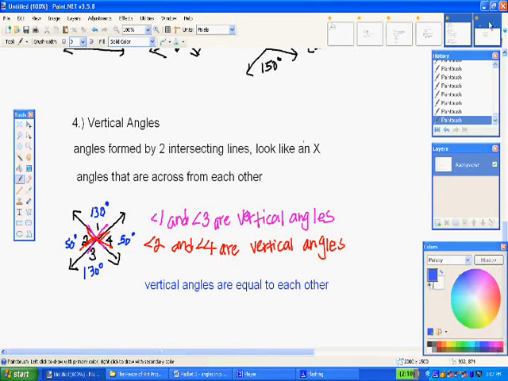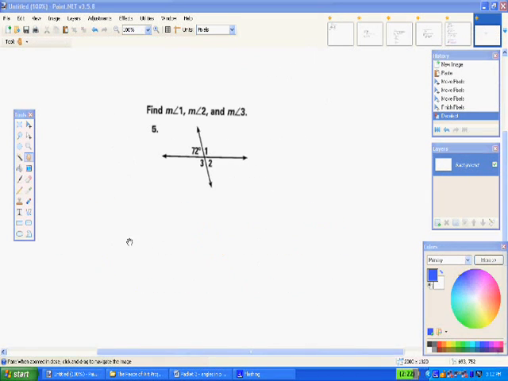Let's do an example. I want you to go ahead and write this down in your notes. And then when you're done, go ahead and restart the video. So right now, pause it, copy down this problem, and then when you're done, you can restart the video.